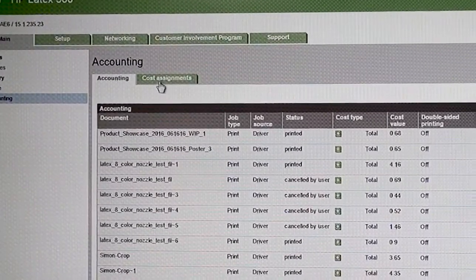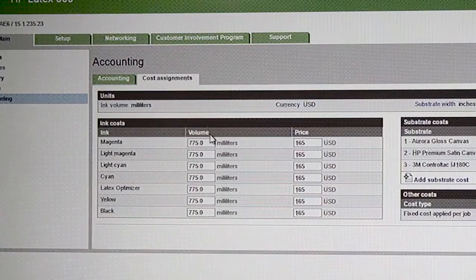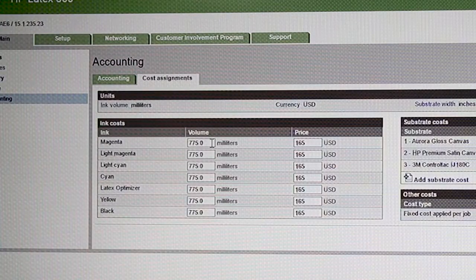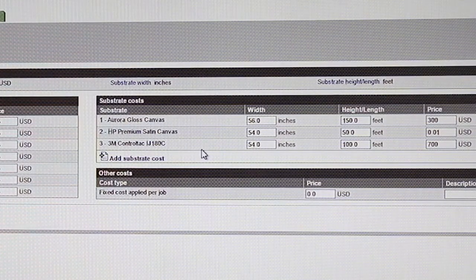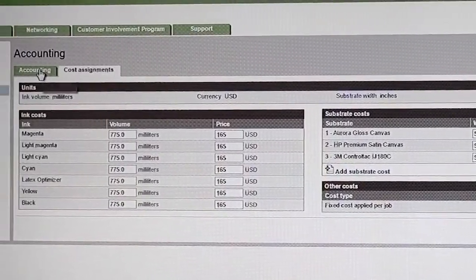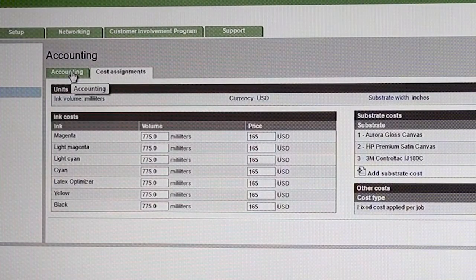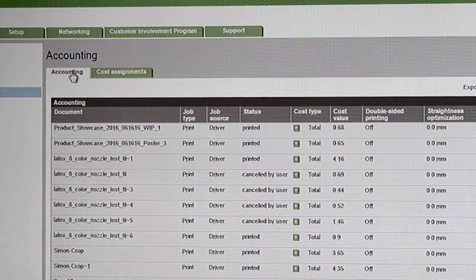Also, then you have here under cost assignments. For me, I have 775 milliliter ink, and I factor in an all-consumable price of $165. Then you can go into your media and you put in the width, put in the length, and you put in the price. That's going to calculate along with it. Then you have fixed costs. So let's say it's $10 for a fixed cost. That's your load and unload. You put all this together and then it transfers back to the accounting. And as soon as you change this and hit apply, it recalculates all the jobs.